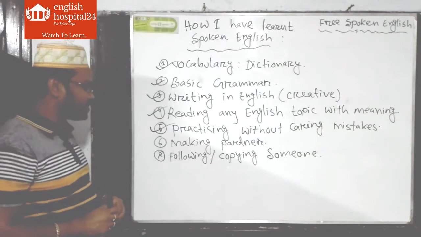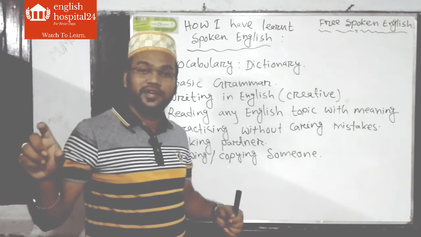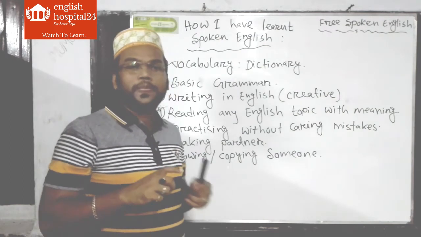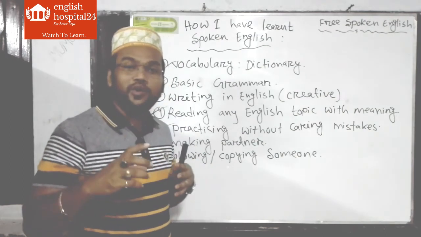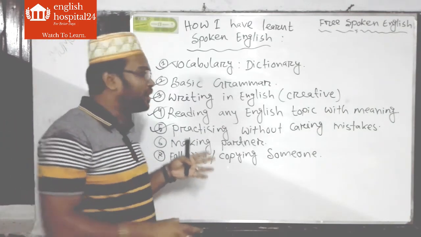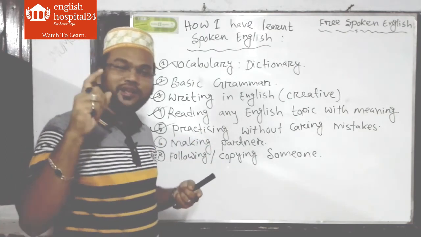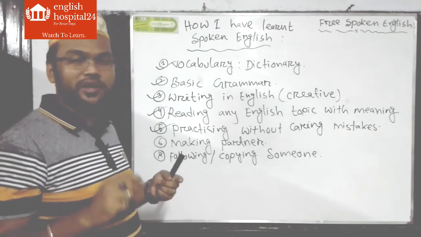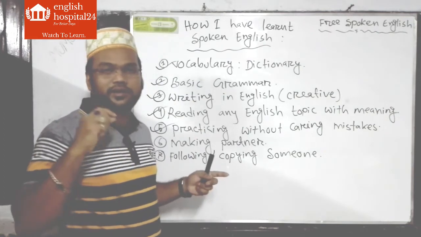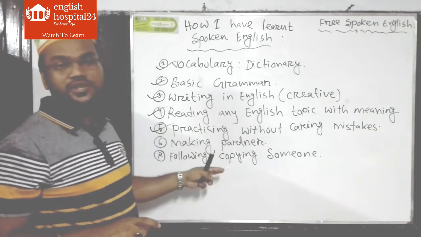So, my 5th strategy was practicing without caring about mistakes. I didn't care for anything, I didn't care for others. I always tried my level best to speak and write thoroughly, continuously and fluently, and I have been successful. By applying this strategy, by which I have been successful, you will also be successful if you apply these strategies. If you really want to learn spoken English, the English language, the international language, you will have to apply these strategies first.